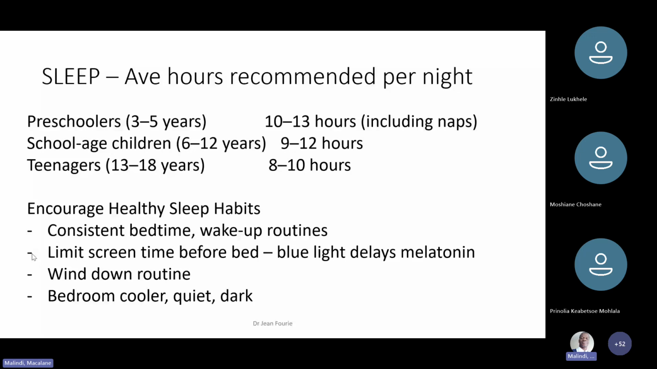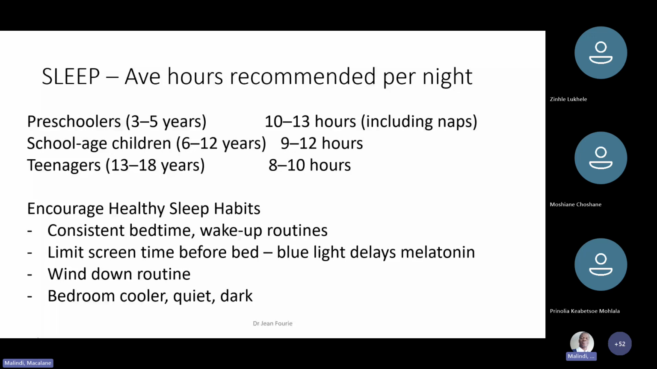So people have done research on how many hours of sleep children need per night. And we know that younger children require many more hours of sleep than adults. If we have a look at preschoolers, sort of 3 to 5 year olds, they need about 10 to 13 hours of sleep. This includes naps that they will have during the day. School-age children in primary school, 6 to 12 year olds, need about 9 to 12 hours of sleep, depending on the child. Some children need more sleep than others.